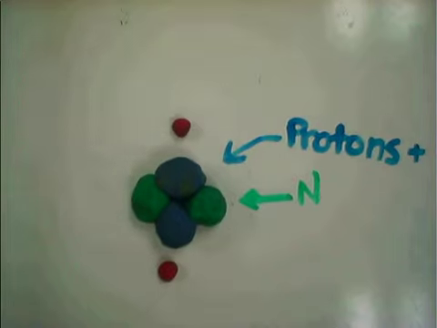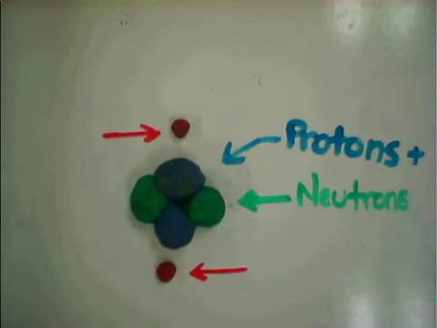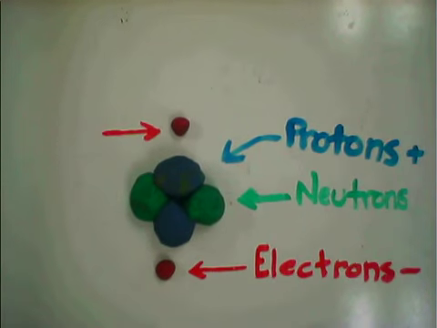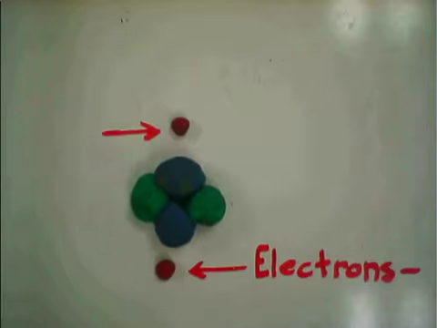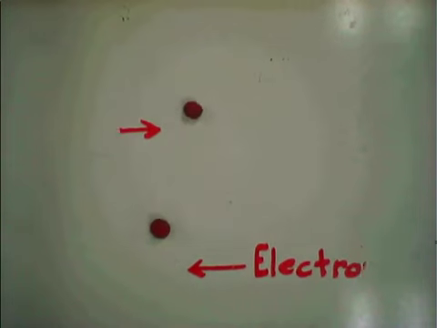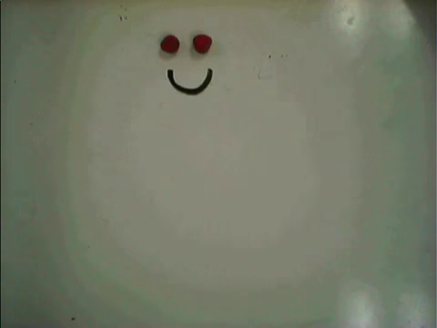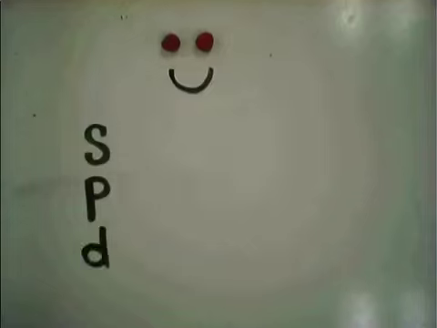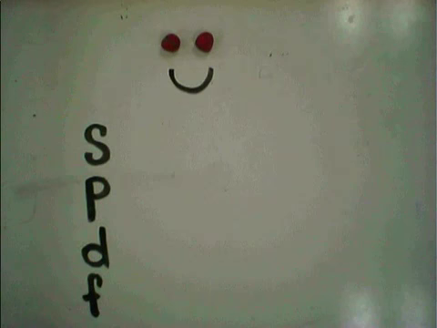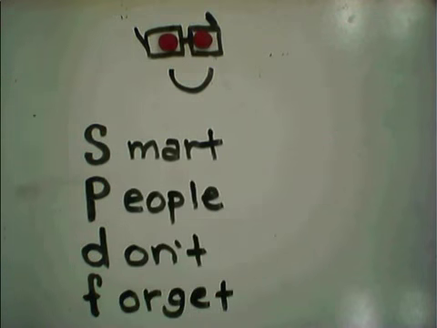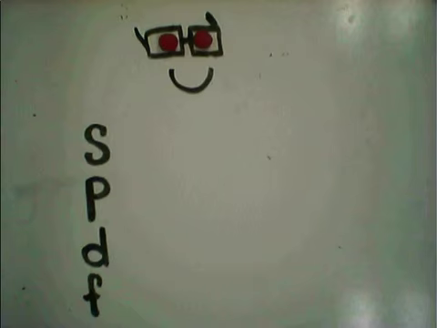All atoms have a nucleus made of positively charged protons, neutrons with no charge, and then there are electrons, which have a negative charge, orbiting the nucleus. For right now, we're going to focus on the electrons. Electrons like to be in certain sublevels, of which there are 4: S, P, D, and F. A way to remember this is "smart people don't forget."